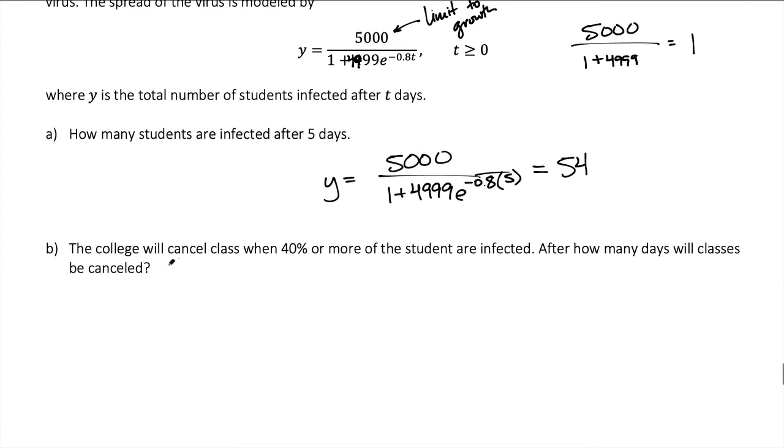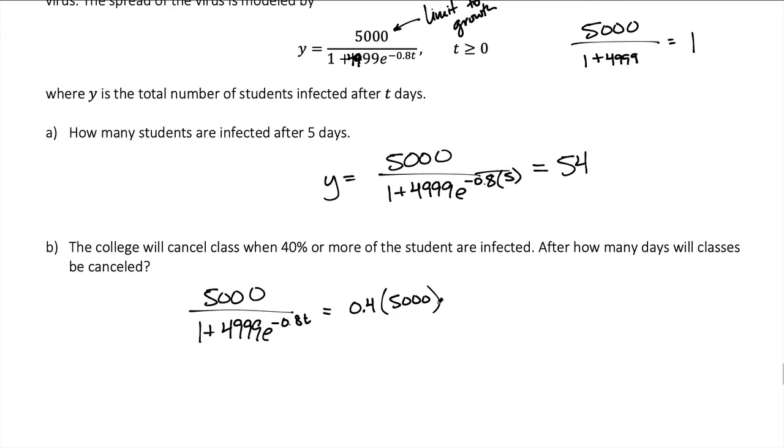Part B, the college will cancel class when 40% or more of the students are infected. After how many days will classes be canceled? So we just want to know when we end up with 40% infection. So we take our formula, and we're going to set it equal to 40% of the population. Well, that's 0.4 times 5,000, and that's 2,000. That's 40% of the total student population. And now we're just trying to solve for t.